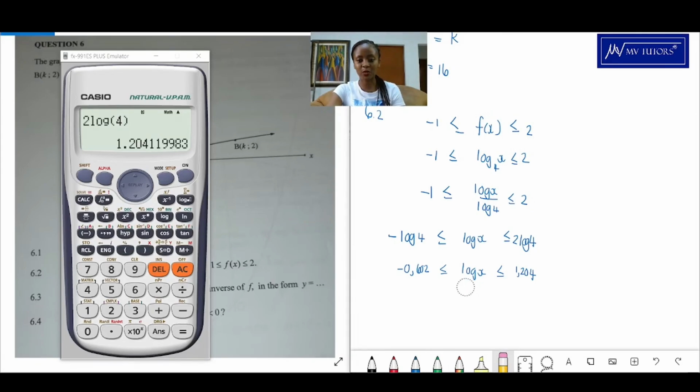So for me to get rid of this log so that I can just have x and determine the value of x, I'm going to take everything and put it as an exponent of 10. So I have 10 to the power negative 0.602, and then I have log x.